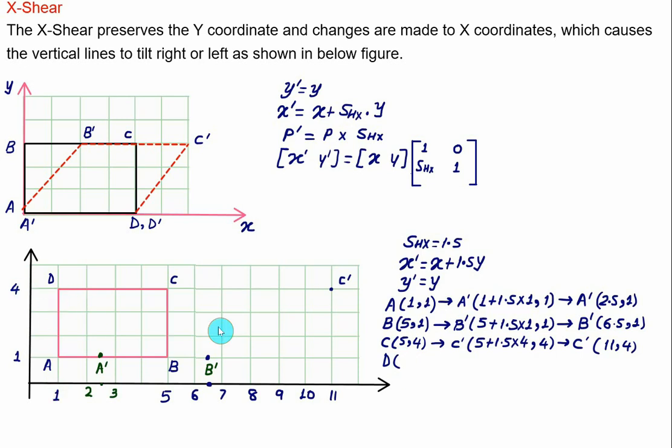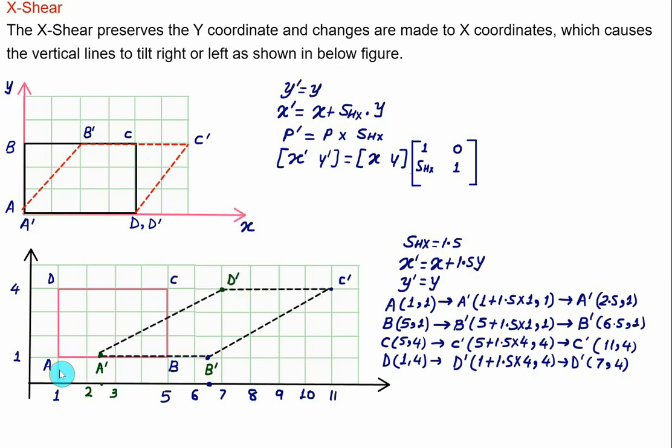And we have D, which is a coordinate of 1 comma 4. So D' will be equal to x plus 1.5 times y, that is 1 plus 1.5 times y. Y is equal to 4. Then the y coordinate will be the same, equal to 4. So we get D'. 1.5 into 4 is 6, 6 plus 1 is 7, and the y coordinate remains the same, equal to 4. So we have 7 and 4. 7 and 4 is somewhere here. So this one is the new position, D'.